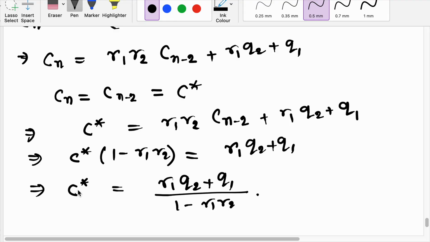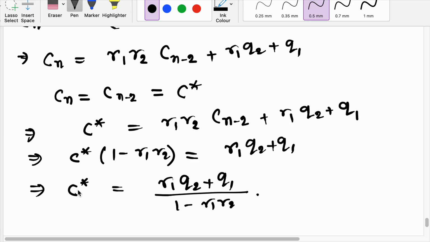Yes, yes, it is clear to me. Yeah. This is the optimal value wherein the fixed point will be achieved with the specific values of P1, Q1 and P2, Q2.